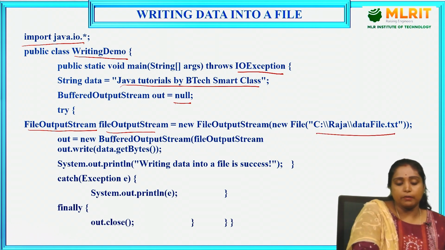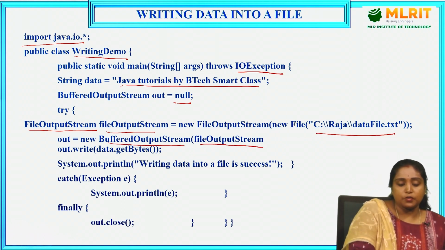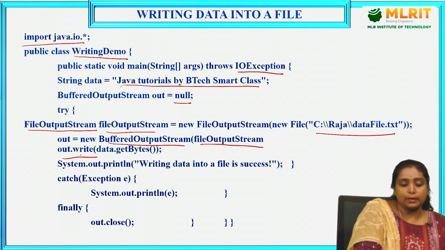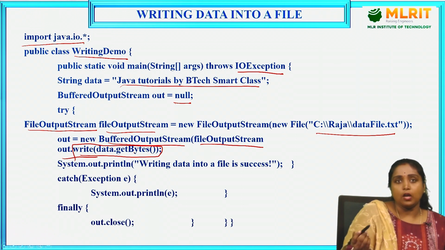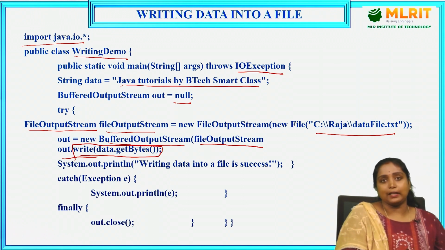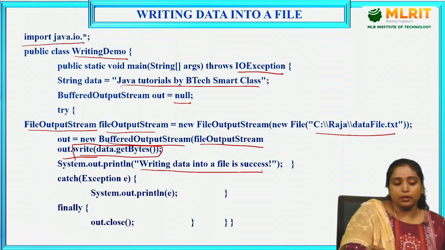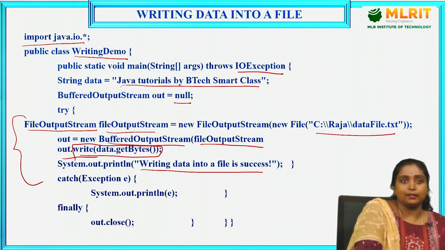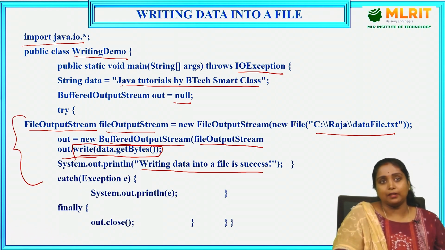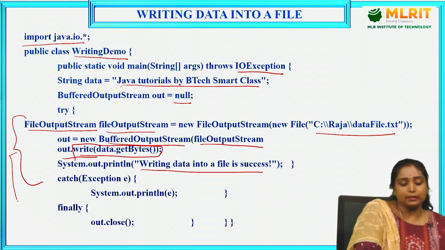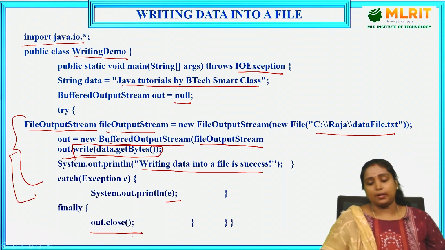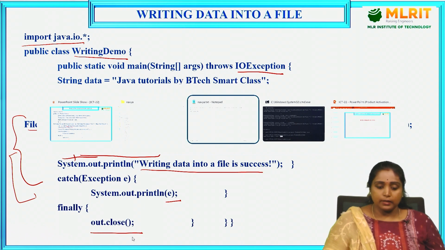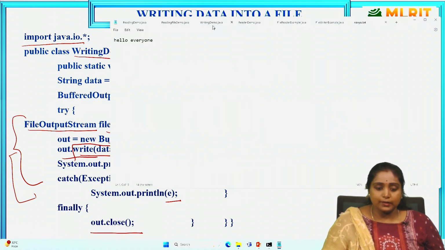New BufferedOutputStream with the file output stream. Out.write is a method used to write particular data, it gets the bytes from the data and writes them. If any error or exception occurs, for example if the file is not found at a particular position, you will get the error, that exception will get printed, and finally we are closing the output stream. So this is how we write the data. Let us go with this example.